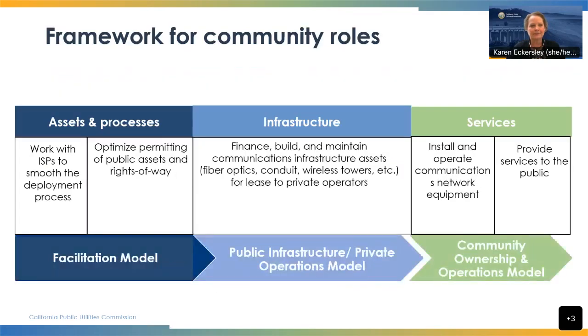This slide gives you a more visual summary of what Karen just said. From left to right, we have the most hands-off facilitation model in which the government's role is limited to assisting with rights of way and permitting. In the public infrastructure private operations model, the government also builds and owns the infrastructure, but leases it out to service providers. In the community ownership and operations model, the government manages the network and serves its residents itself.